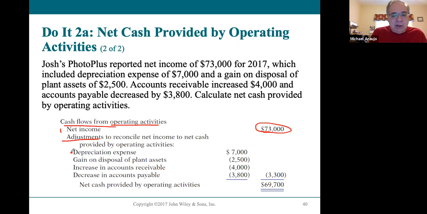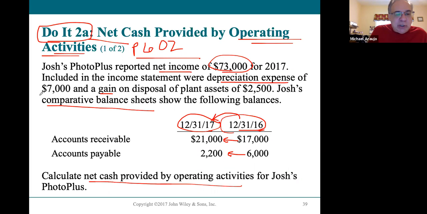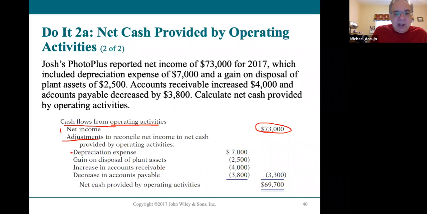We add our depreciation expense. If you go back to the slide, you'll see depreciation expense was $7,000, and here we're adding the $7,000. The second thing is he reported a gain. Let's go back. Oh, it's actually up here. The gain of $2,500 was reported, so we subtract out the gains. We reverse them. Then what we show is accounts receivable increased by $4,000.